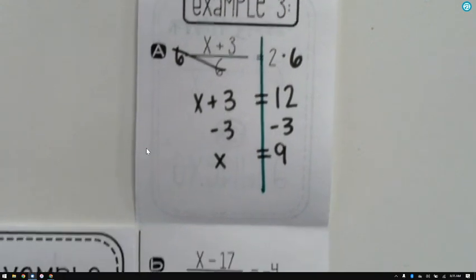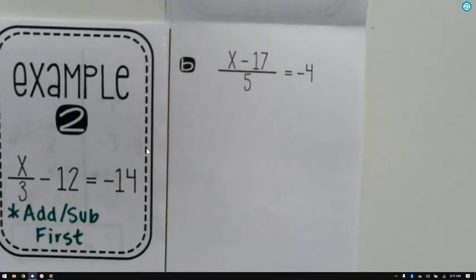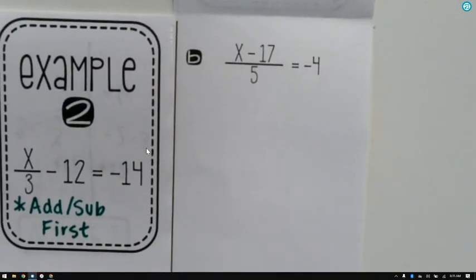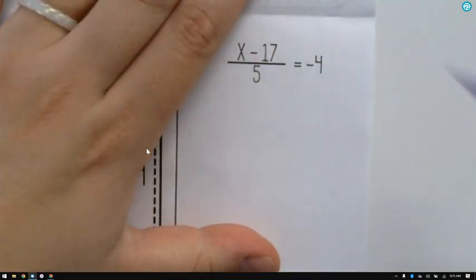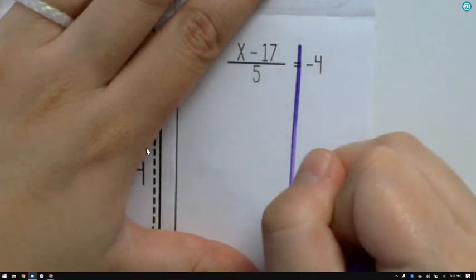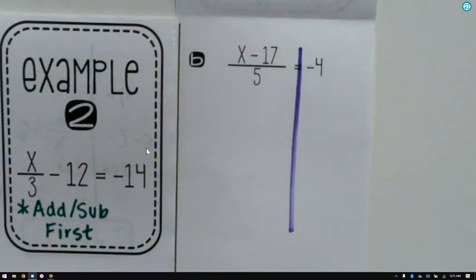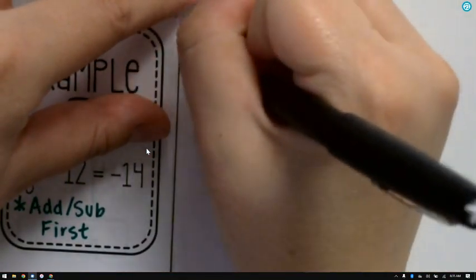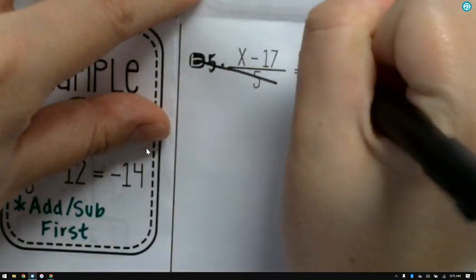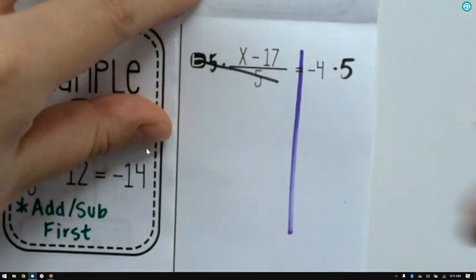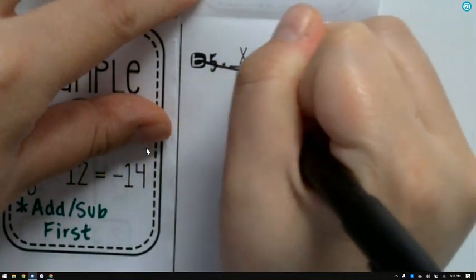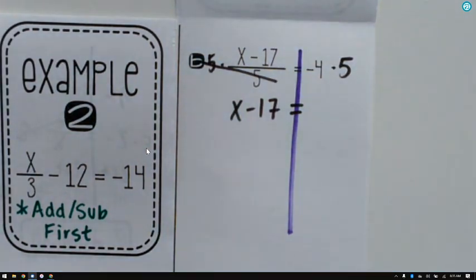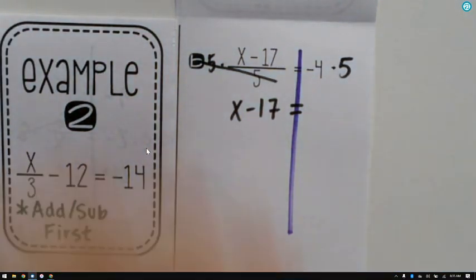Okay, one more problem. x minus 17 all over 5 equals negative 4. So for this one, we're going to get rid of that 5 first. So we have to multiply both sides by 5 to get rid of it. Those cancel. Multiply the other side by 5. We've got x minus 17 on the left. On the right, negative 4 times 5 is negative 20.